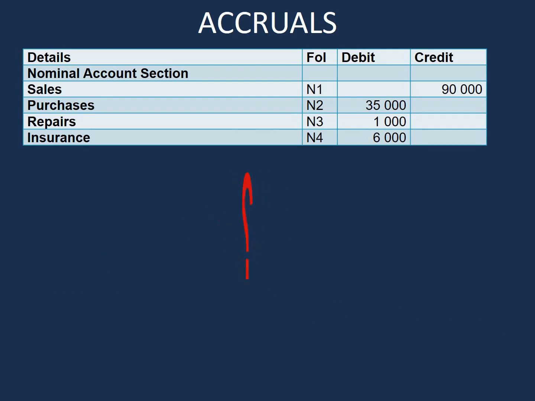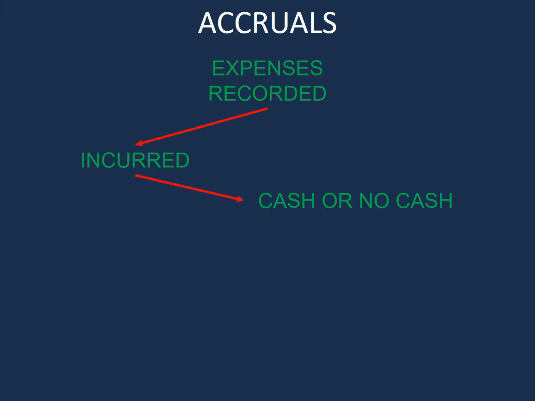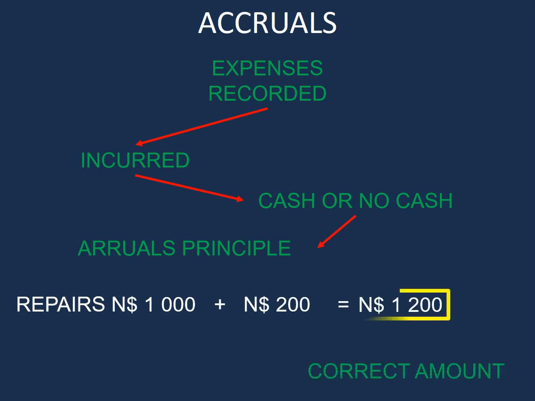Now why is it 1,200? Because our expenses are recorded as they are incurred, not necessarily when we paid for them in cash or not. This is due to the accruals principle. So our repairs, which we have paid for $1,000, plus our $200, which is not paid, will give us our total repairs of 1,200, which is the correct amount.